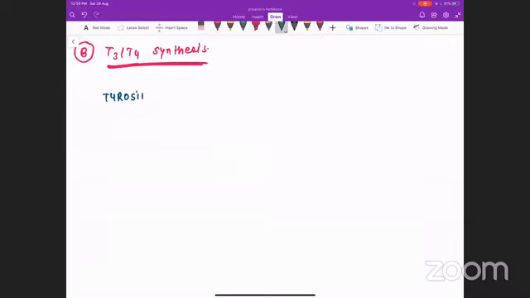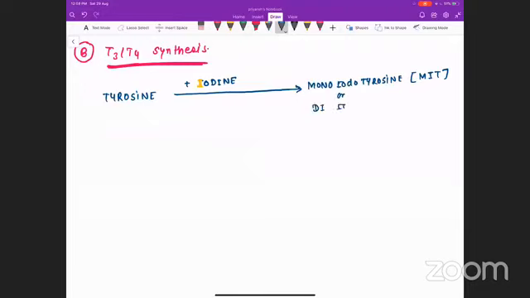So to make the T3 T4 tyrosine, what we do is we simply iodinate the tyrosine. Means we will add iodine molecules on the tyrosine. If you add just one iodine on tyrosine, that is called monoiodotyrosine, written as MIT. Or if you add 2 molecules of iodine, then it will be called diiodotyrosine, written as DIT.